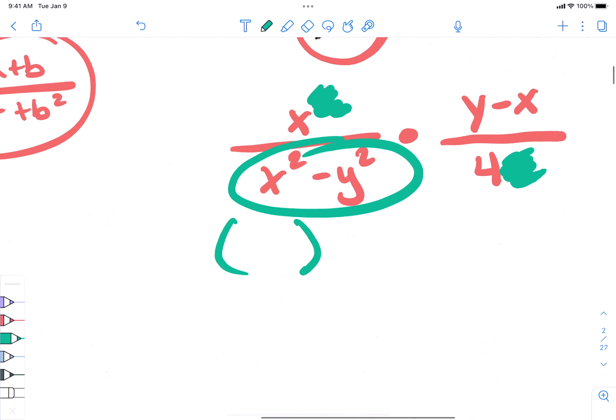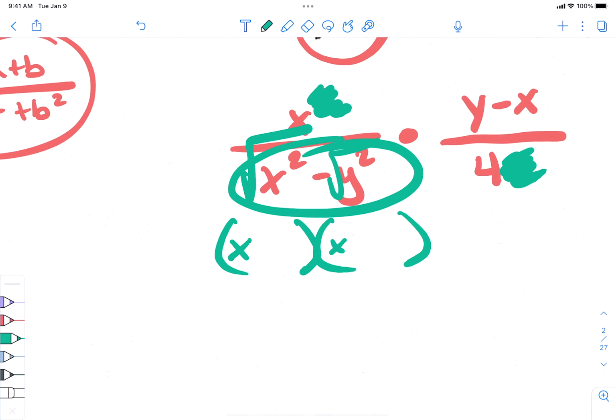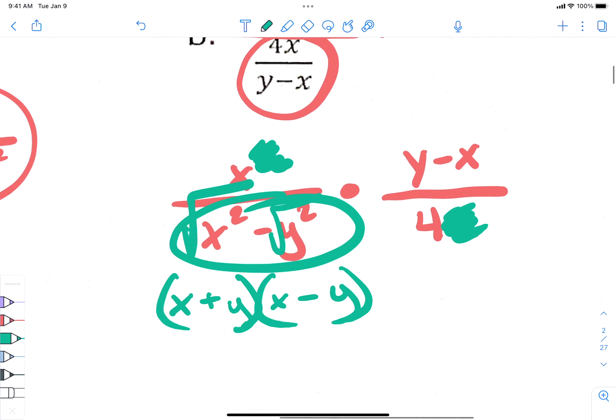So if I break him down into 2 pieces, what's the square root of x squared? X. What's the square root of y squared? Y. So I have x plus y, x minus y. Okay, now, do those cancel with this guy up here? Y minus x. No. Yeah, one of them does. No. Y minus x is not the same thing as x minus y.